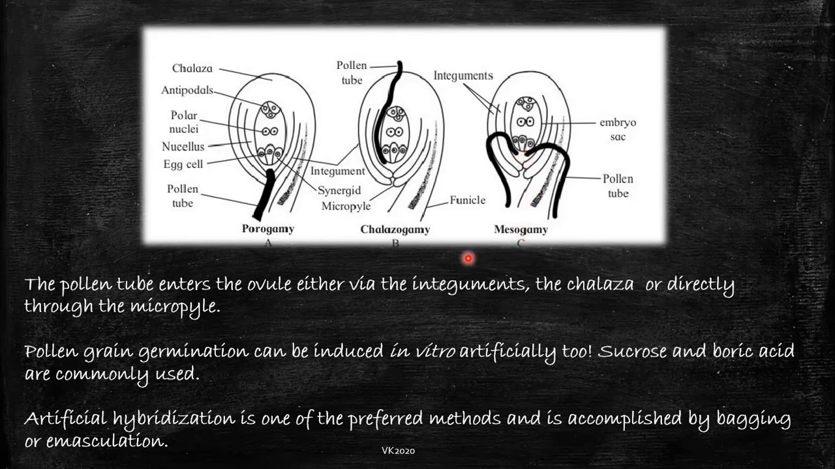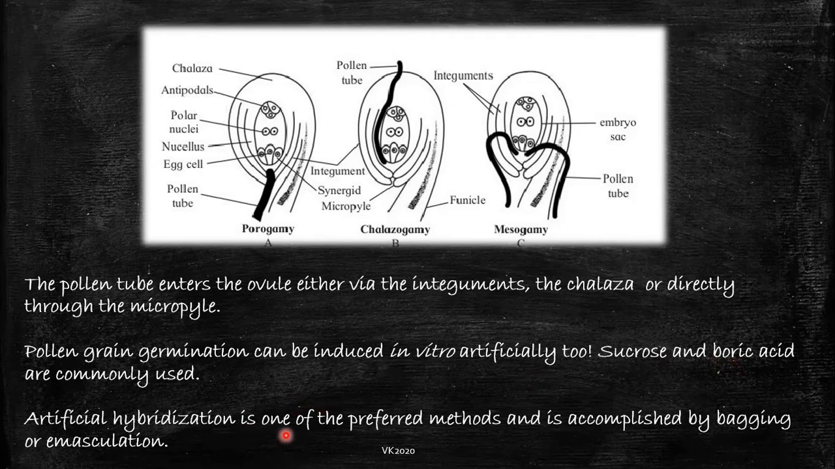So pollen grain germination can also be induced in vitro artificially, which means you can take a pollen grain and, without a stigma, you can trigger it to generate a pollen tube. How can this be done? You can use sucrose and boric acid. Sucrose is used for giving nutrition and boric acid is used for enhancing germination.